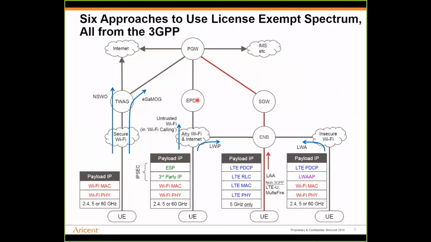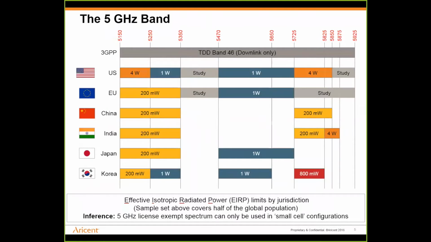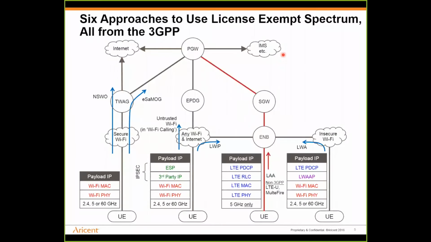So there are 6 distinct approaches that are standardized by the 3GPP to allow cellular operators to access this unlicensed spectrum, the 5 GHz band. Okay, let me just go up a bit. And here in 3GPP, this whole band between 5150 to 5925 megahertz has been declared to be a TDD band 46. This is in preparation for using LTE in the unlicensed spectrum, which is what we're going to talk about. Back to this. So 6 approaches.